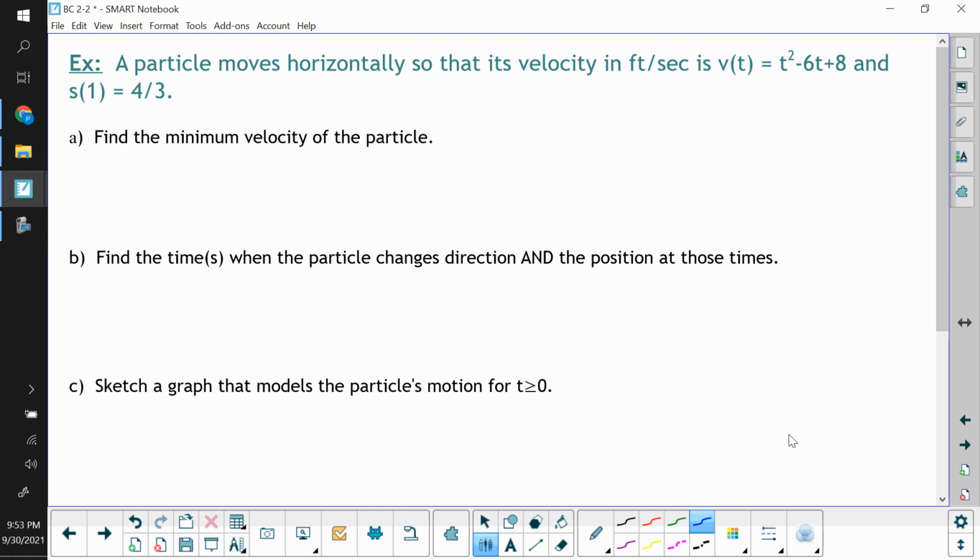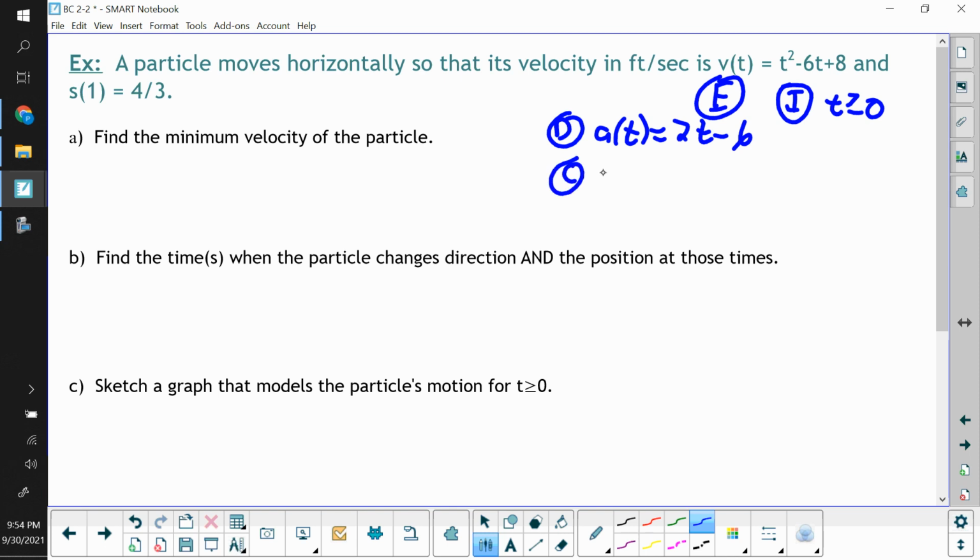So we want to find the minimum velocity. Well, minimum, that's optimization. So first we need the velocity equation. Well, nicely, they gave us that. So we've got our equation there. The interval that we will use, it's time, so time has to be greater than or equal to 0. Our derivative would just be the acceleration function. So that's going to be 2t minus 6. Our critical values, when we set that equal to 0, we can add the 6 over and divide by 2, so we get t is equal to 3.